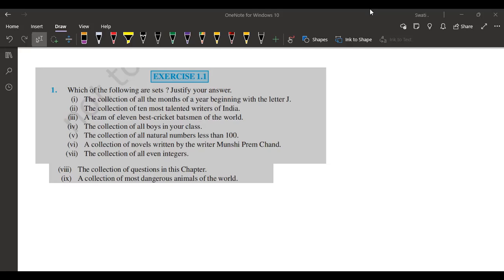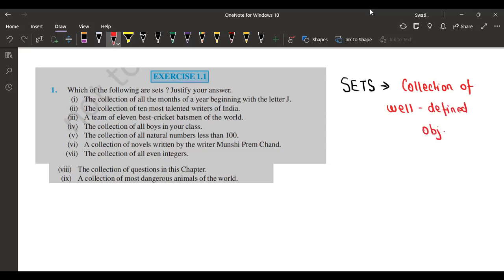Let's start with the detailed solution of all the questions of exercise 1.1. Which of the following are sets? First, let me make you understand what sets are. In very simple words, sets are nothing but a collection of well-defined objects. I will make you understand the concept while taking all the questions one by one. I think that is best right now: I'll make you understand the concept and then I'll take the questions. So, a collection of well-defined objects is nothing but a set.